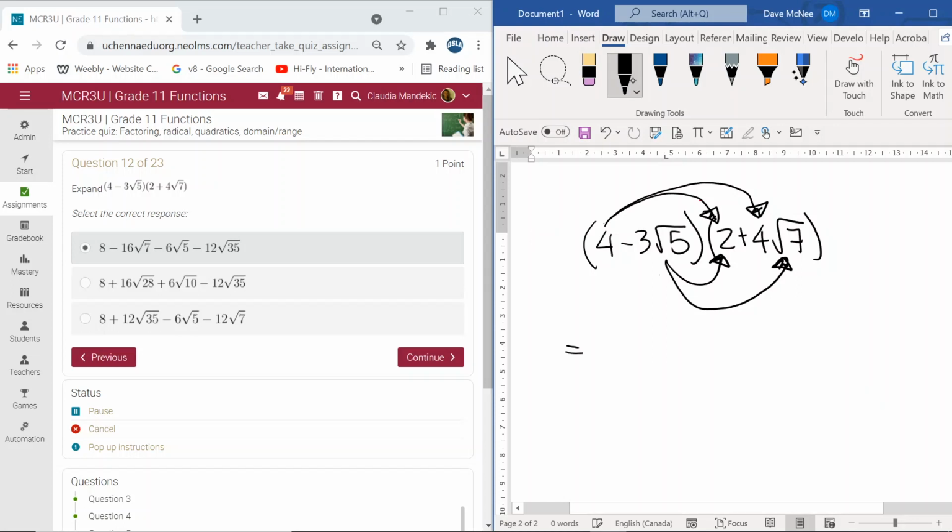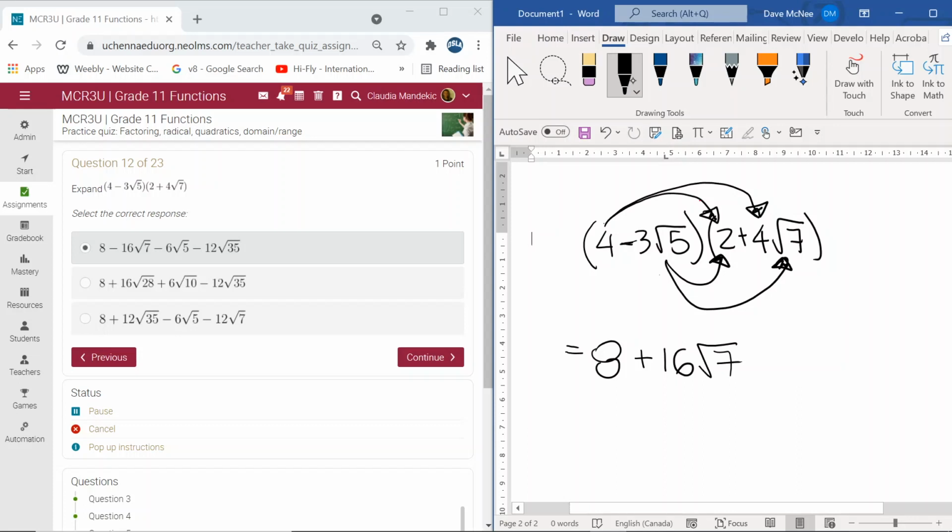So multiplying this in, 4 times 2, well, that's just 8. 4 times 4 root 7, well, it's going to be a plus, and then 4 times 4 is 16. I'm multiplying 4 with 4 because both of those are outside of the root sign. Root 7 stays a root 7 because there's no other radical that's being multiplied here.